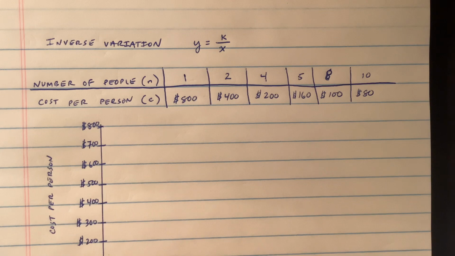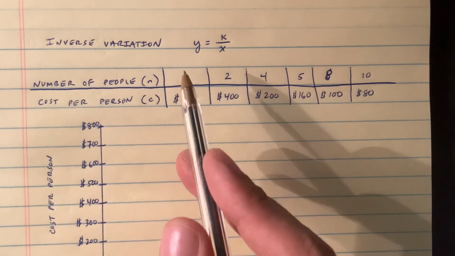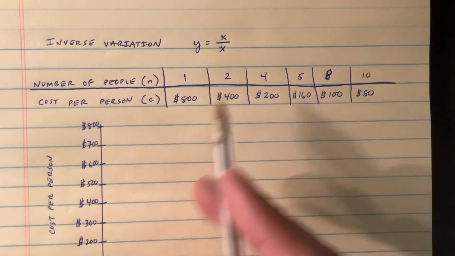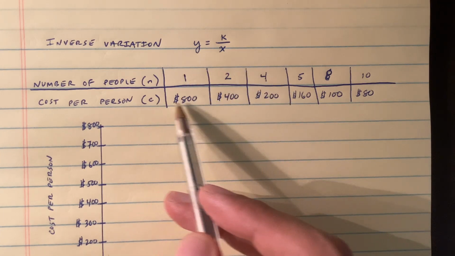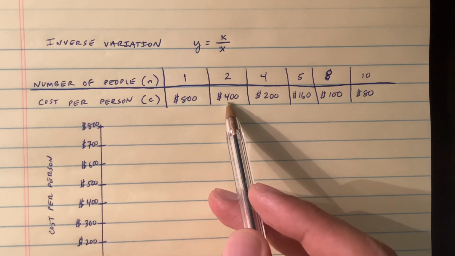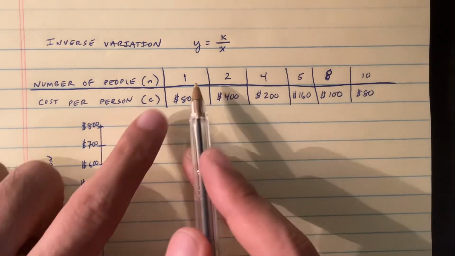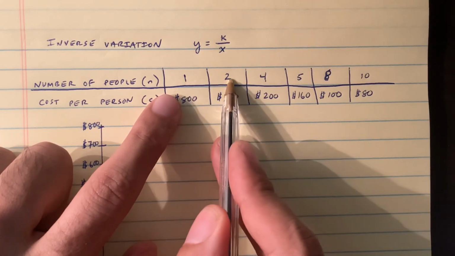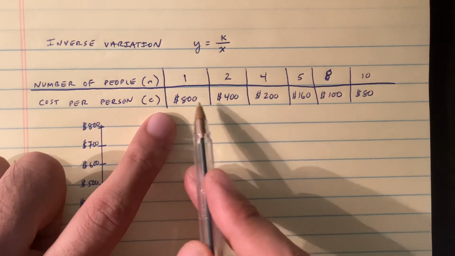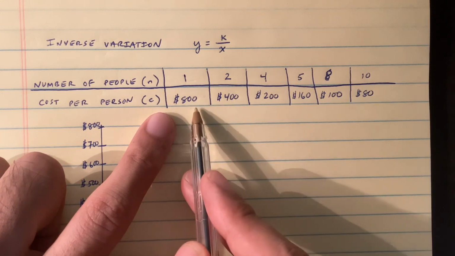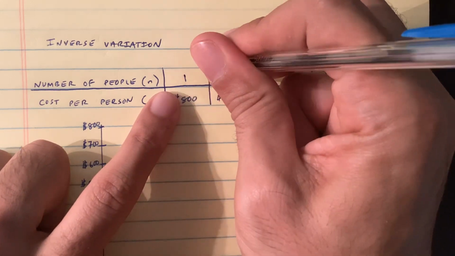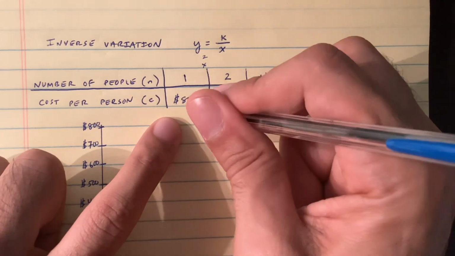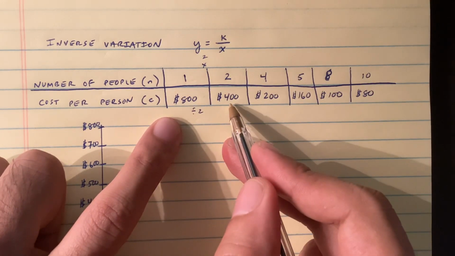The idea with inverse variation is as your rate increases by a certain number, the output will decrease by that same rate. So for instance, if the number of people multiplies by a factor of 2, then your cost per person will decrease by a rate of 2. So 1 times 2 is equal to 2, and 800 divided by 2 is equal to 400.